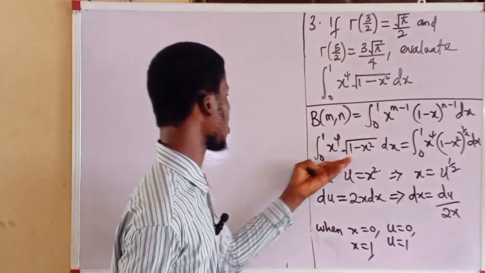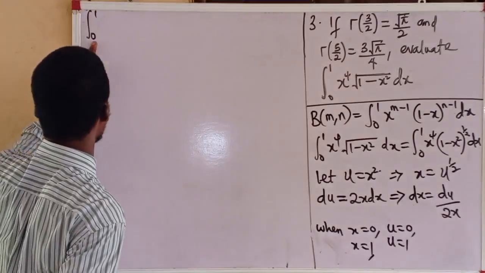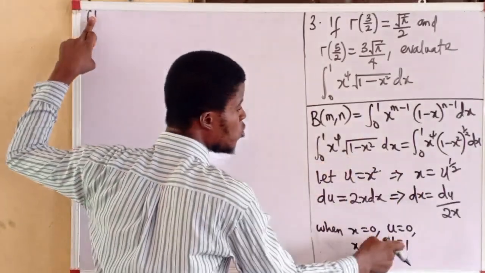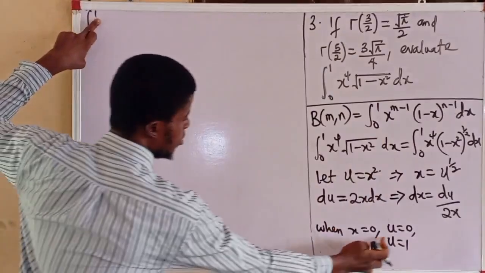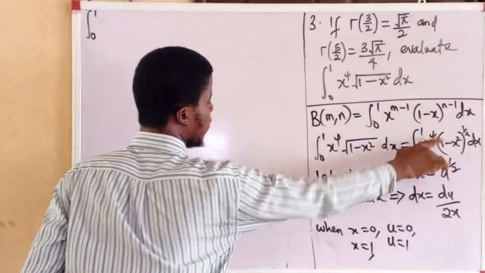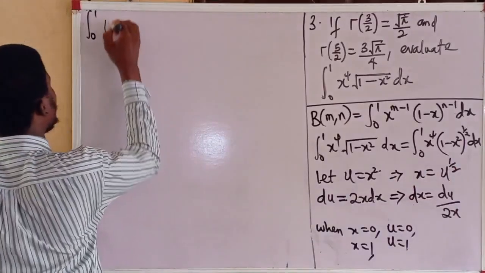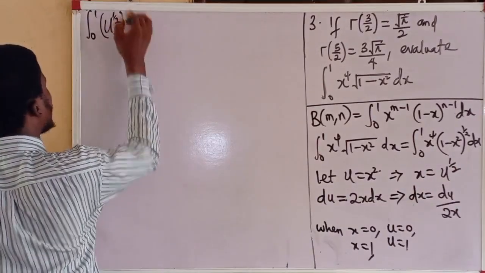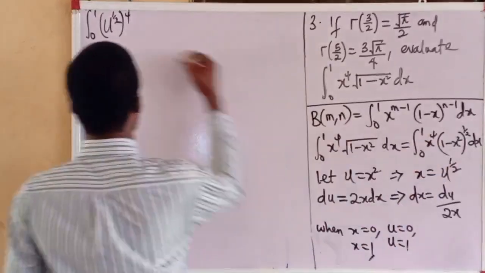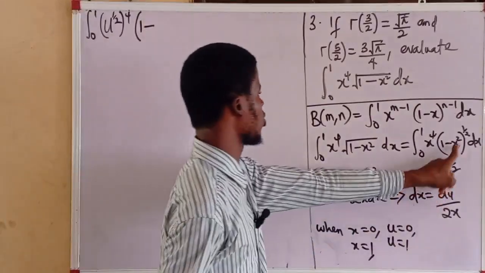So we can write this entire integral as the integral from 0 to 1, u is 0, u is 1. We are writing the integral now in terms of what? In terms of u, no longer x. So 0, 1, that's what we have here. This is x to the power of 4. What is x? x is u to the power of 1 over 2. So I'm writing u to the power of 1 over 2, raised to the power of 4, because x has the power of 4 here. Then in bracket, 1 minus x squared is what?